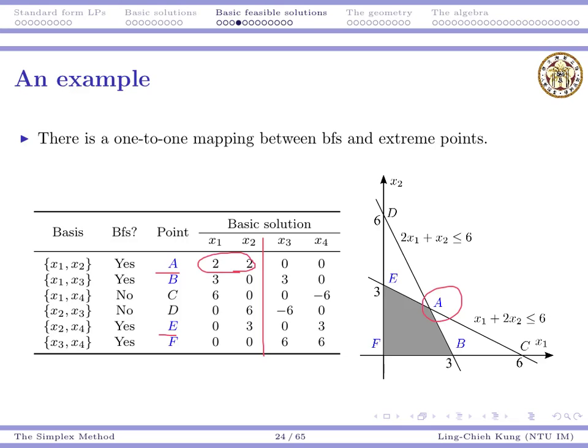For example, point E. Point E, the basis includes x2 and x4. And we can see that x2 and x4, they are positive. But for the original formulation, we only have x1, x2, right? So (0, 3) is our point E, and so on and so on. We can see that the 4 basic feasible solutions correspond to the 4 extreme points of the feasible region.